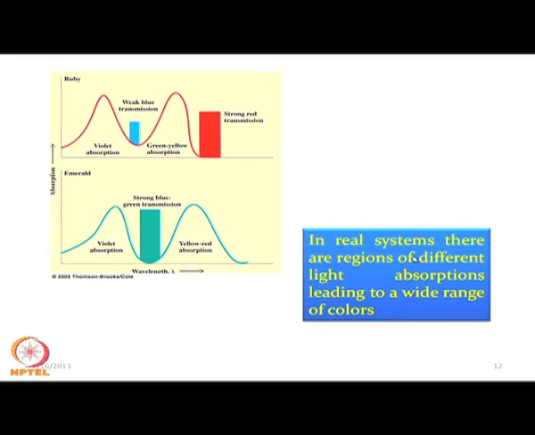So, in real systems like these high end gems and some minerals, there are regions of different light absorptions. So, there are multiple regions for light absorption leading to a wide range of colors. So, color can vary from one range to another, and sometimes we get the hybrid color, the mix up color of these two ranges which are responsible for the corresponding transmissions.